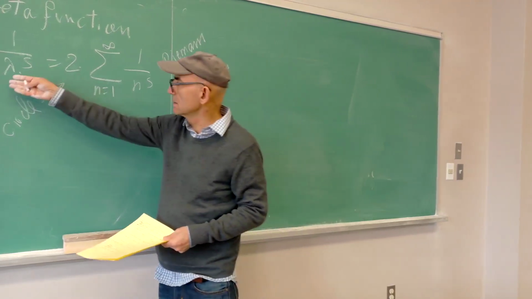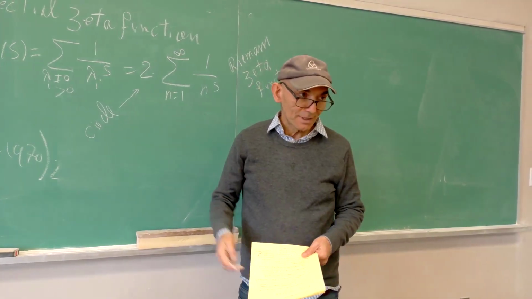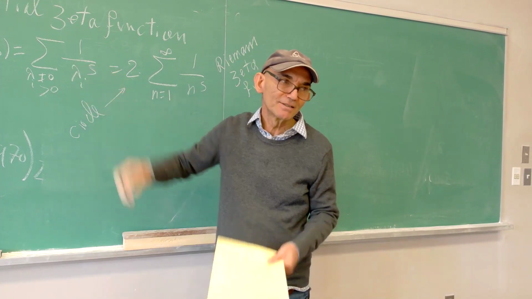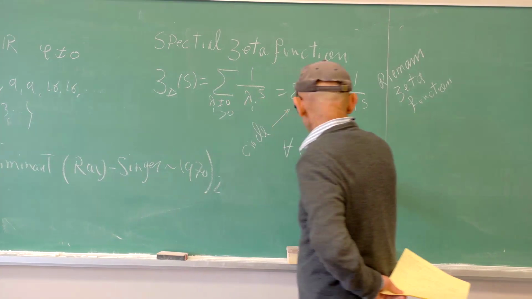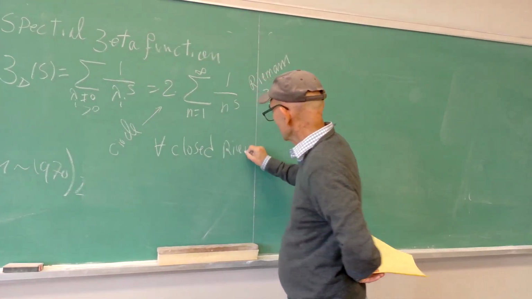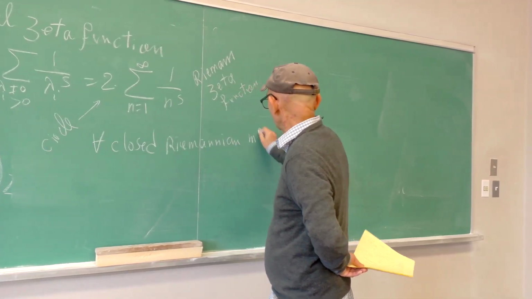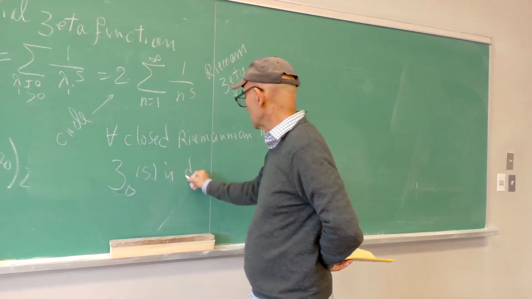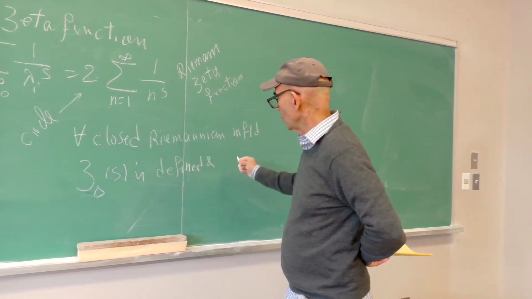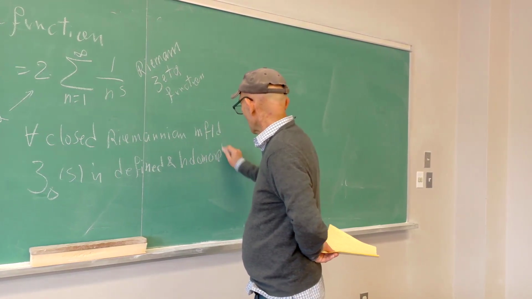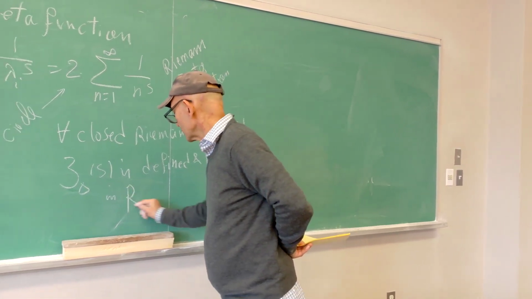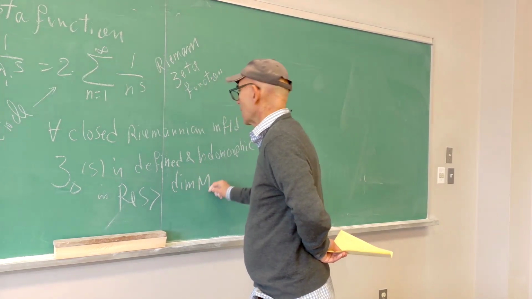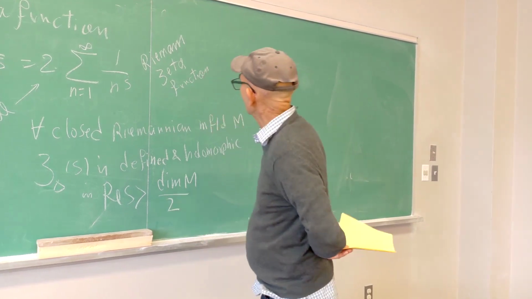But in general, there is this function. And because of Weyl's law, that these lambda i's grow fast enough at infinity, this function is always convergent in some right half plane. It's holomorphic. So let me put it for any closed manifold. I have to be careful now. For a closed Riemannian manifold, the spectral zeta function, zeta delta of s, is defined and holomorphic in the real part of s bigger than half of the dimension of the space, dimension of M over 2.